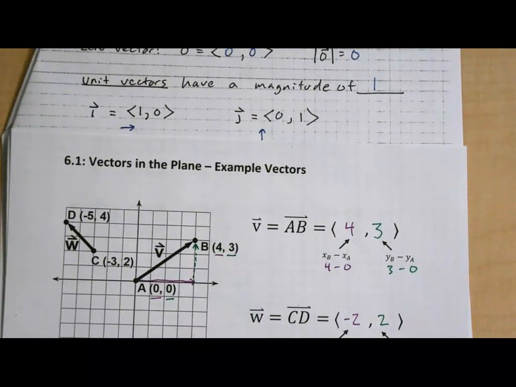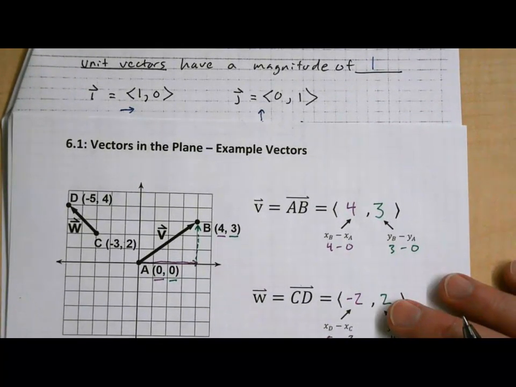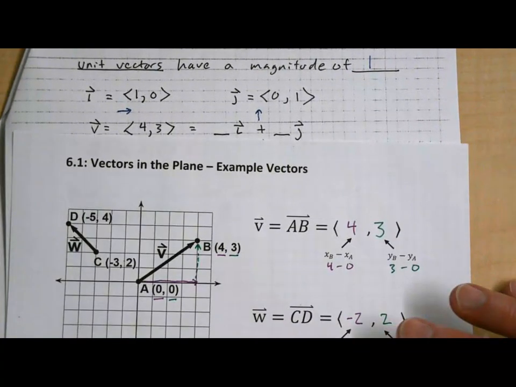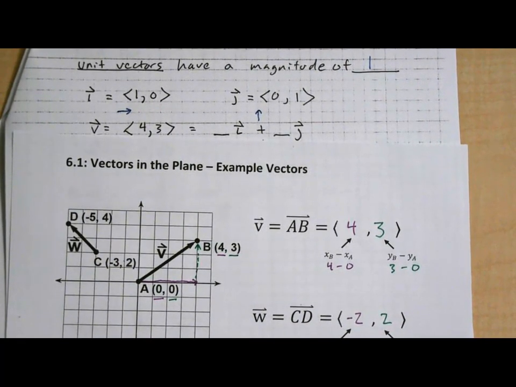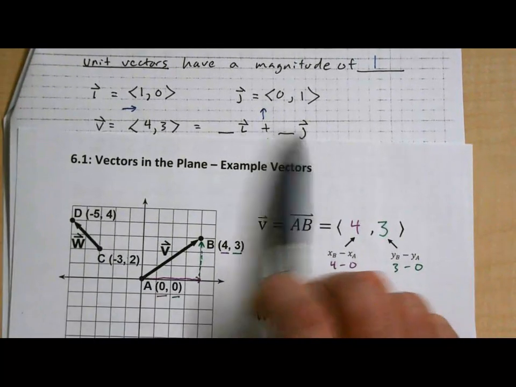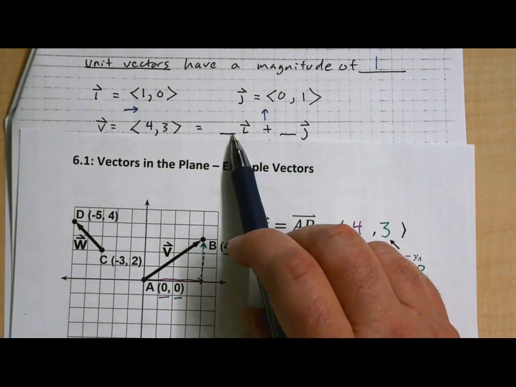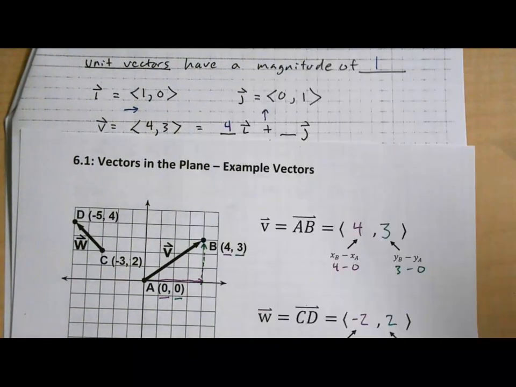And this brings us to a fourth way that we can represent vectors using this ij notation or unit vector notation. Our vector v was 4, 3. Instead of writing it that way, I can write it as my unit vectors i and j, but both multiplied by a scalar. Anybody want to guess what number I would multiply the i by? 4. How about the j?